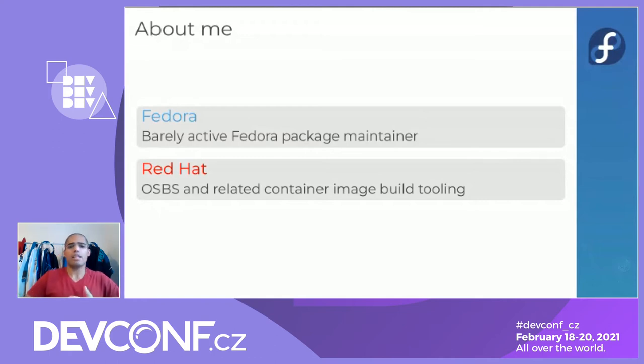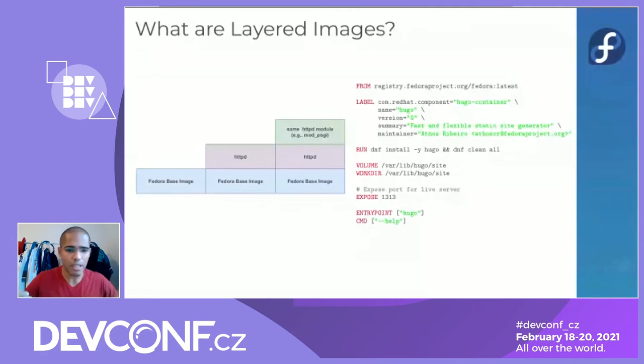When I talk about layered images here, I'm talking about something a bit different from the Docker concept, where each line on a Dockerfile is a layer. I'm talking about applications. Let's say we have a layer with a base image, the Fedora base image. And then I want to ship an application, let's say Apache. Then I'll build a container with the Fedora base image layer, and add another layer on top of it, which will be the Apache one. And then I'll ship that application.